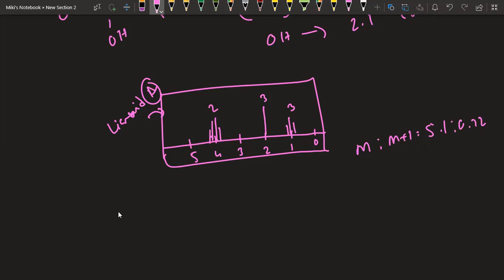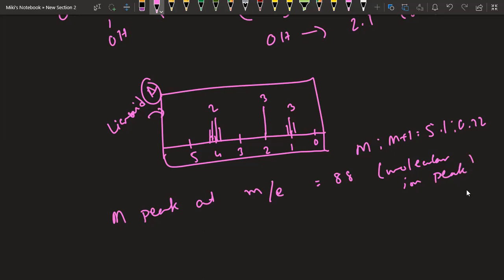Now M to M plus 1 is given as 5.1 to 0.22. Okay. And the M peak at mass per charge is given as 88. That means the ion's molecular mass, let's say. So the molecular ion peak, you can say. So they can give the information in different ways. So you have to find now what this molecule could be.